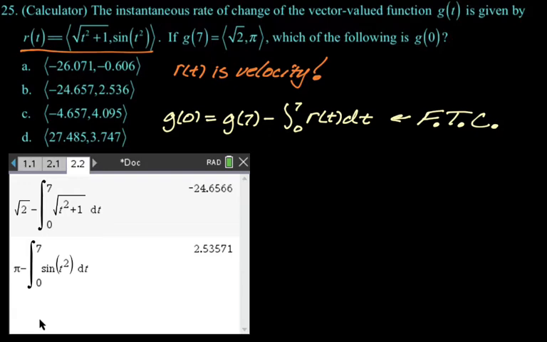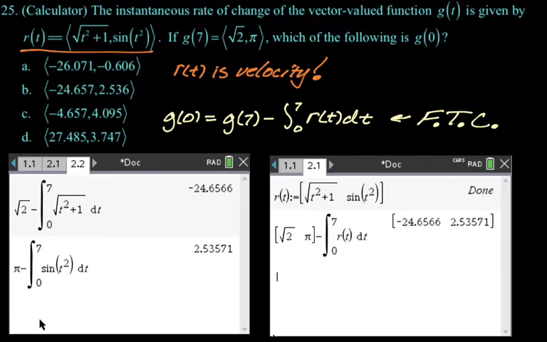At that point, I know the answer. Or you could do it the fancy way that I like to do it, where I define r of t, and I do the vector minus the integral of my vector valued function. Either way, it doesn't make a difference. You can see we're both getting the answer, and our answer is definitely B.